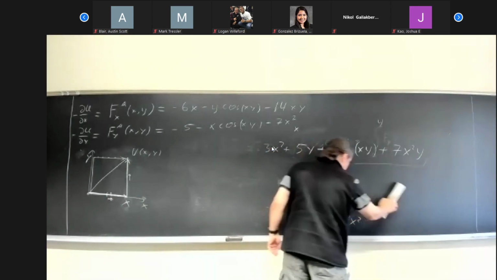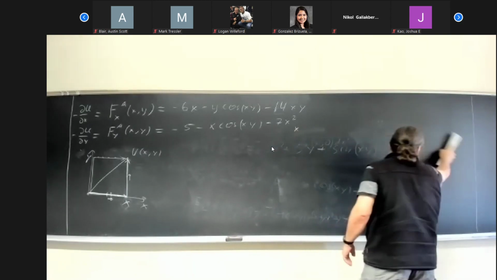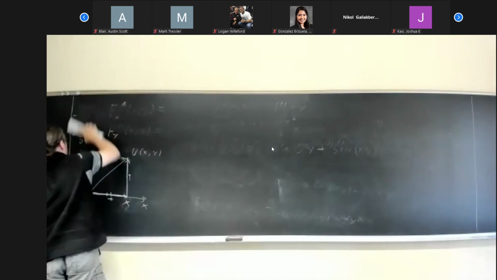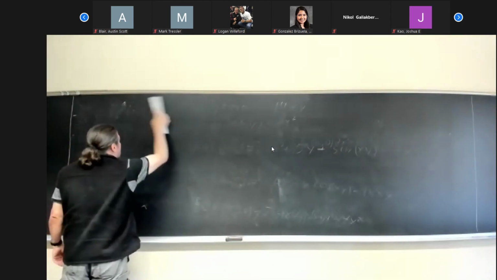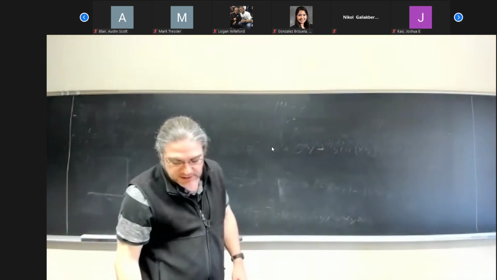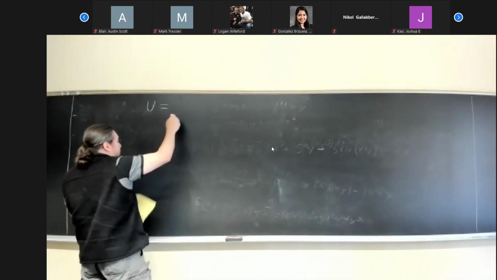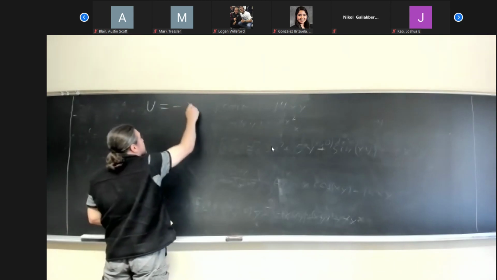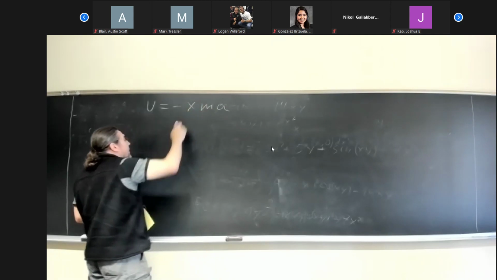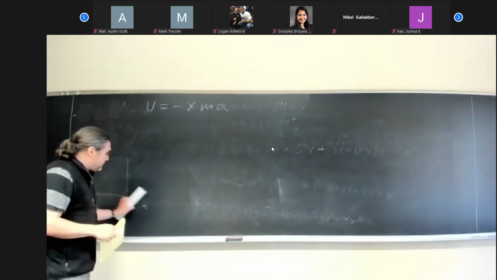All right, then let's move on to the next problem. The next problem was just a simple exercise to repeat the calculation of what I've done in the lecture, now with a specific potential energy, and that potential energy U is given by minus x m a. m is the mass, a is just a constant, and x is our coordinate. It's one-dimensional motion.